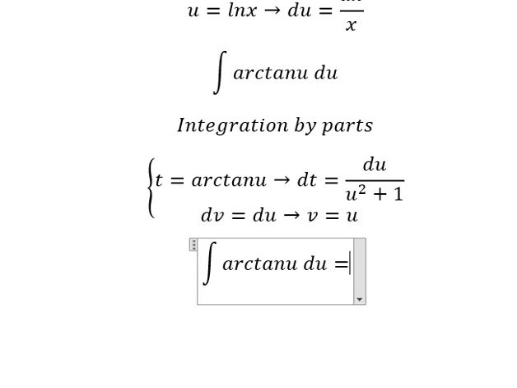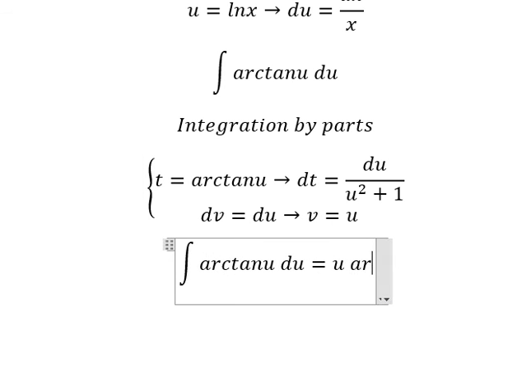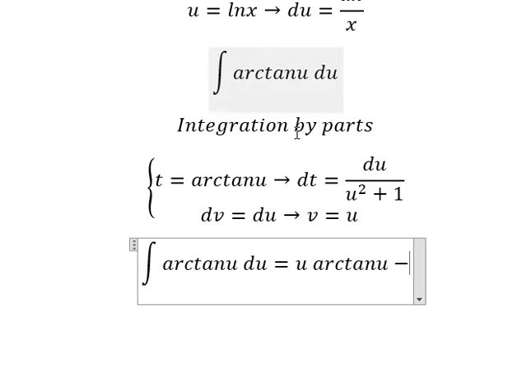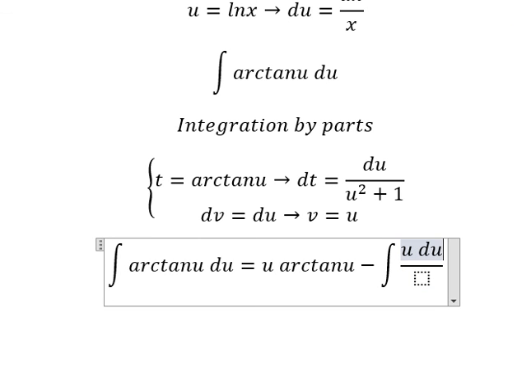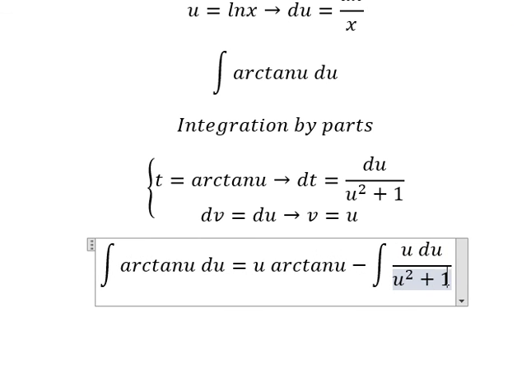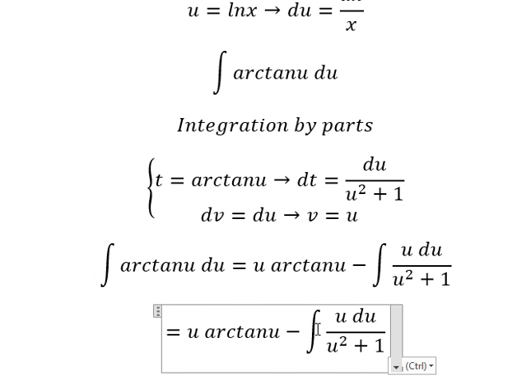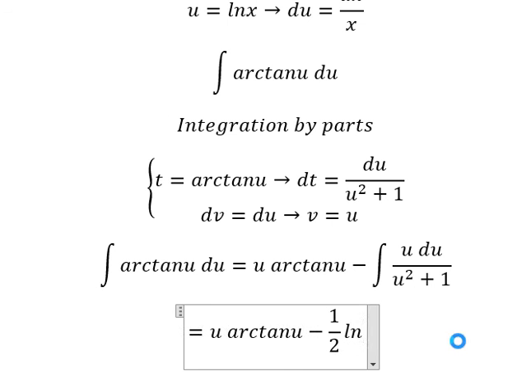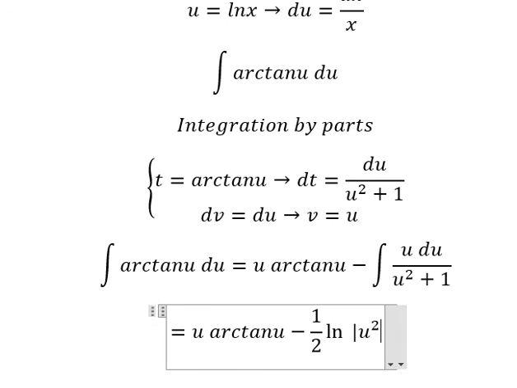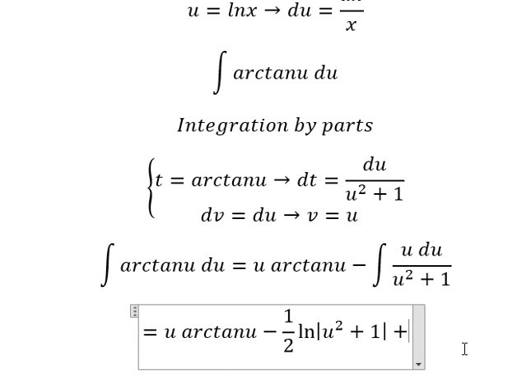So we have t multiplied by v minus the integral of v multiplied by dt. So we have the integration u du over u squared plus 1. So the integration of this one, we have 1 over 2 ln of the absolute value of u squared plus 1. And I will put plus c.